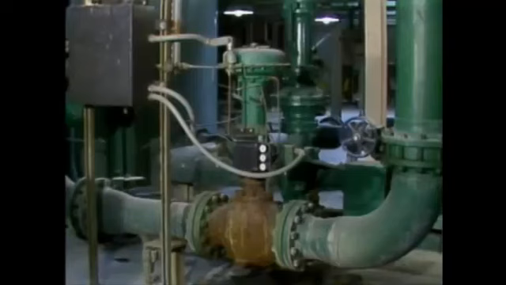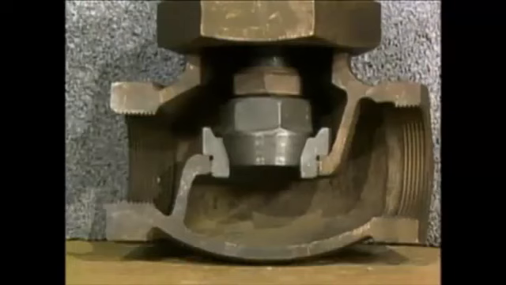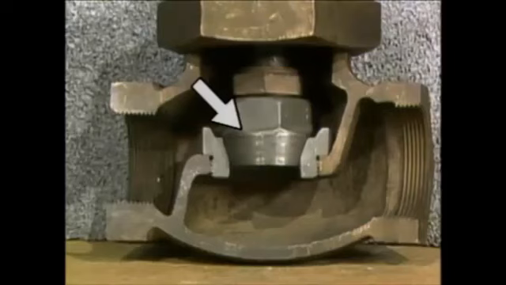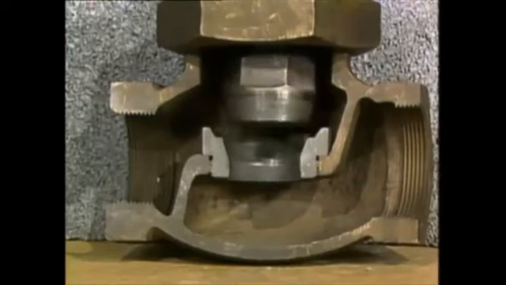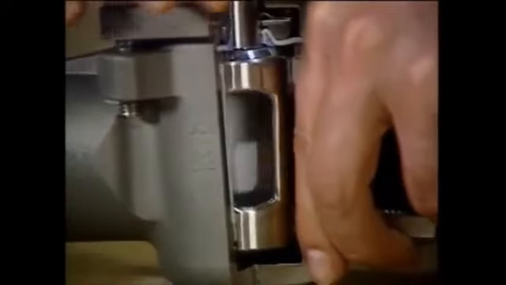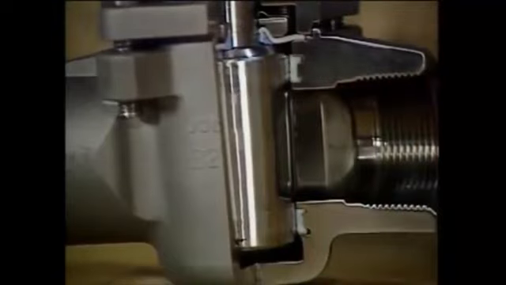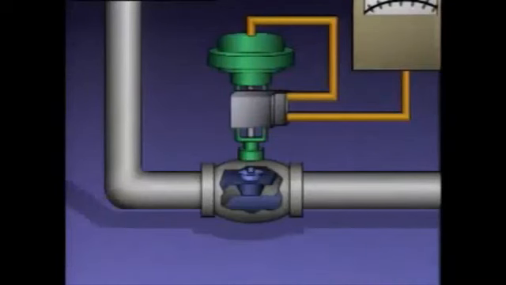A valve that is operated automatically to throttle flow is usually referred to as a control valve. The control mechanism in a control valve is the valve's disc. The disc works basically the same way as a disc in a manually operated valve. Its operation can be either linear, as in this globe valve where the disc moves up and down to regulate flow, or it can be rotary, as in this plug valve where the disc rotates to open and close the valve.